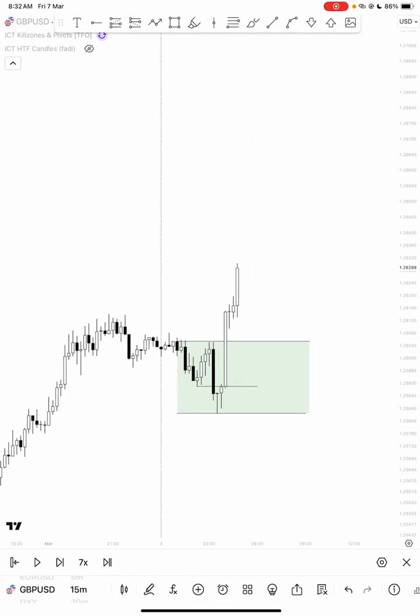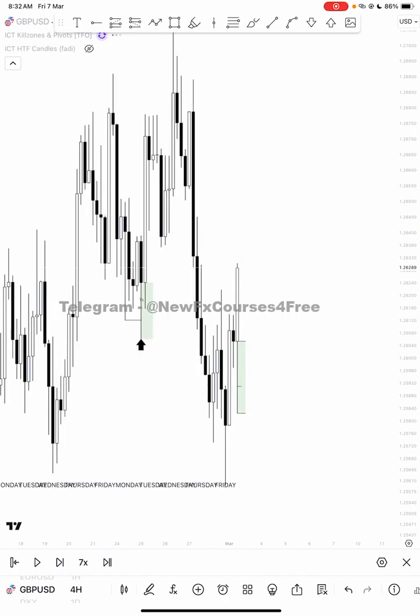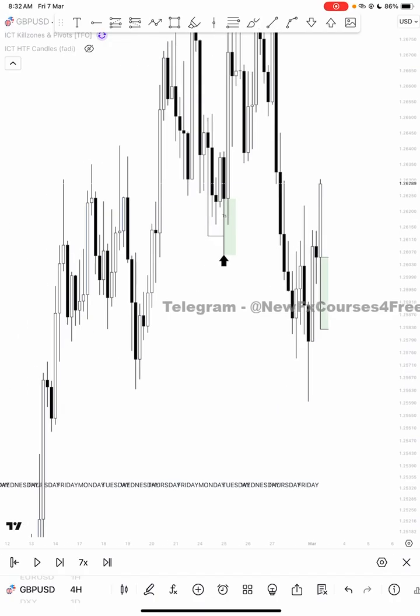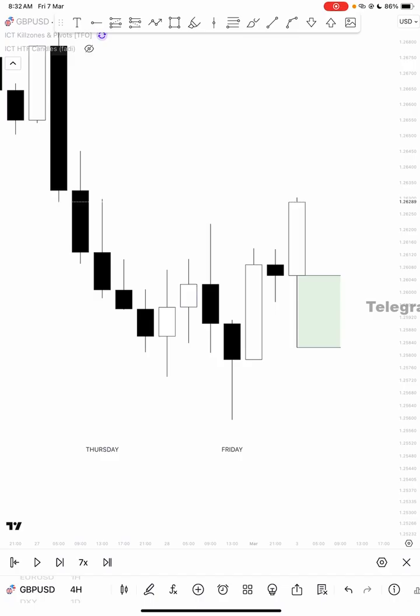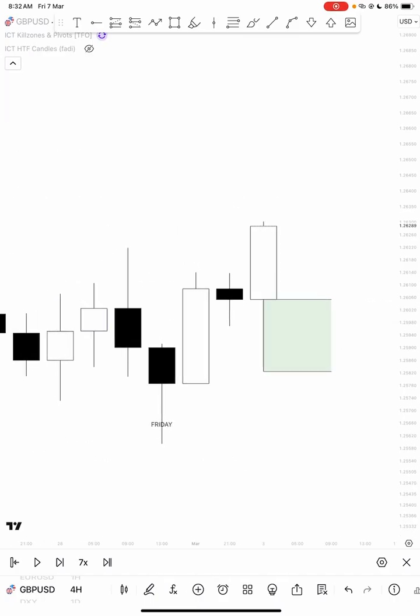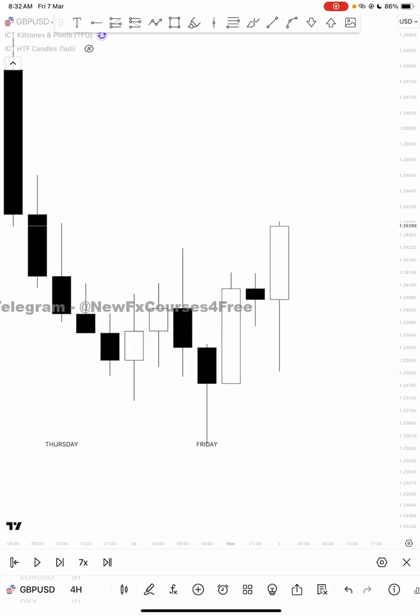So that's how you use the 4-hour open, high, low, close. And you can also use it on the 1-hour time frame as well. So that will be all for today.